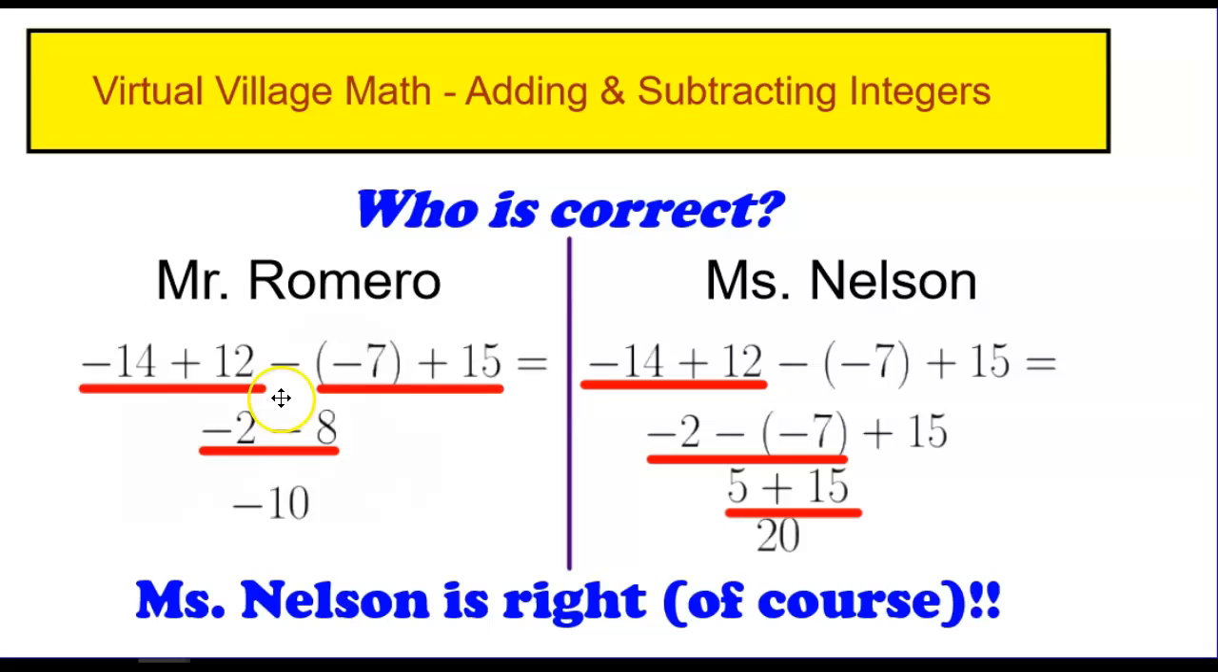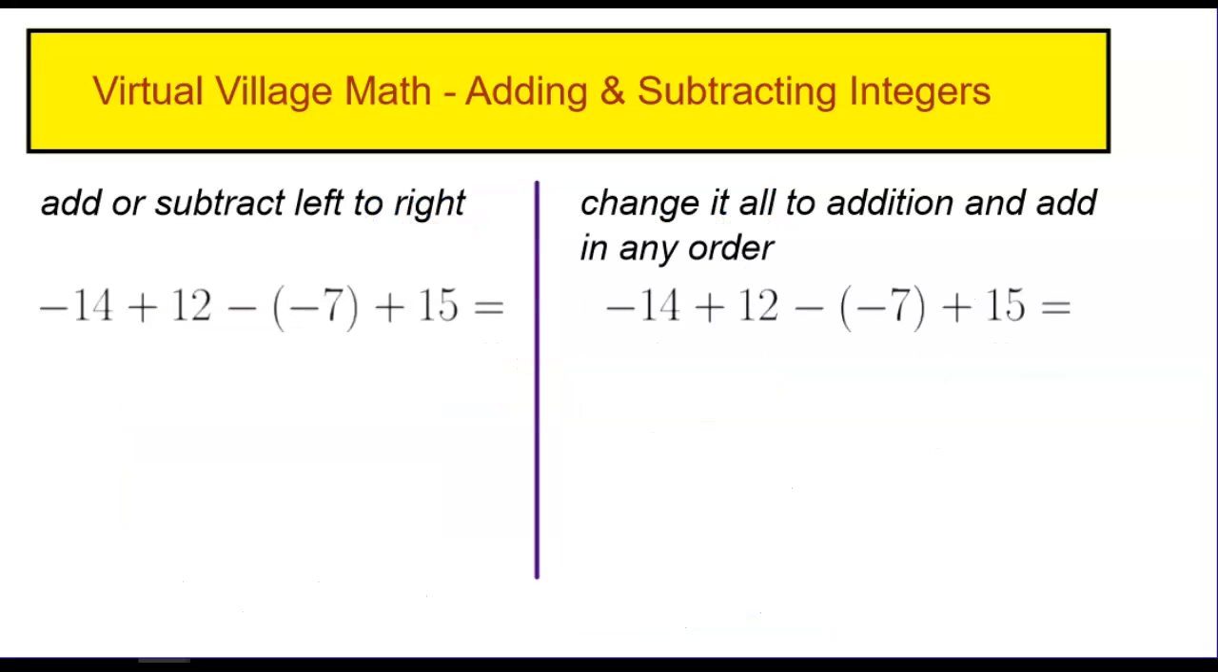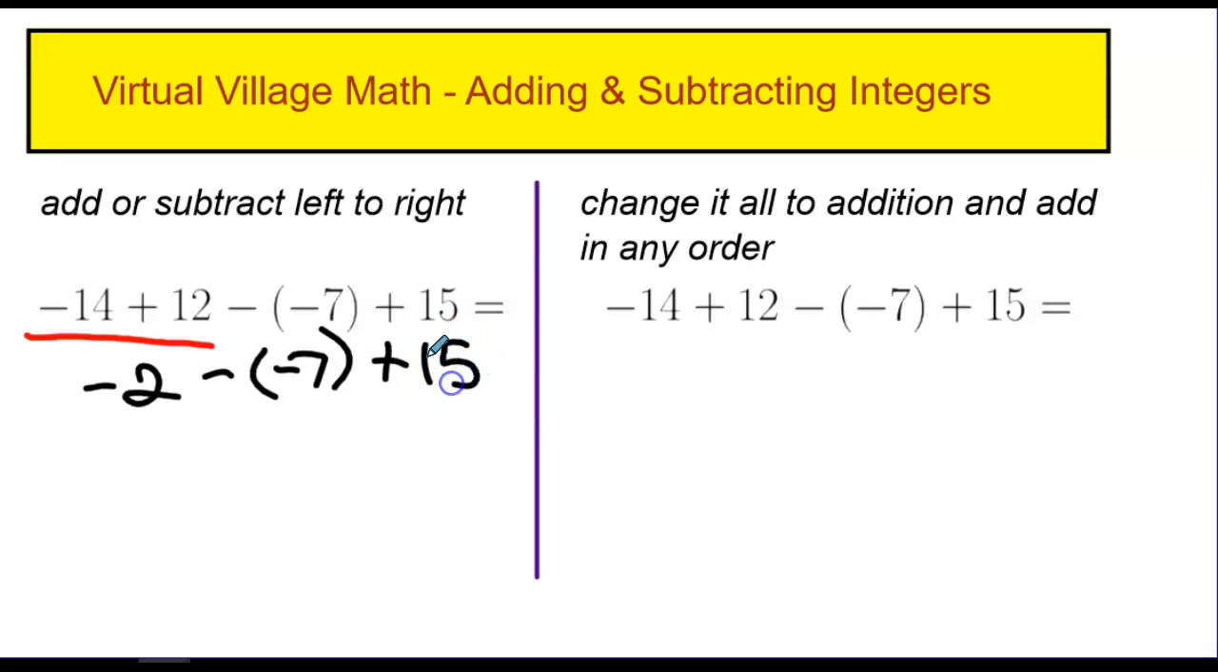Well, Ms. Nelson is right. Of course. Poor Mr. Romero, he's wrong. So let's look at what Ms. Nelson did. She added or subtracted from left to right, and you notice her work was so neat and organized. She first took negative 14 plus 12, and she got negative 2, and then she rewrote the rest of the problem. This is really important, especially when the problems get more complex and we start dealing with different operations in them. Negative 2 minus negative 7 is going to give us a 5. Then rewrite the rest of the problem. And 5 plus 5 gives us the final answer of 20.